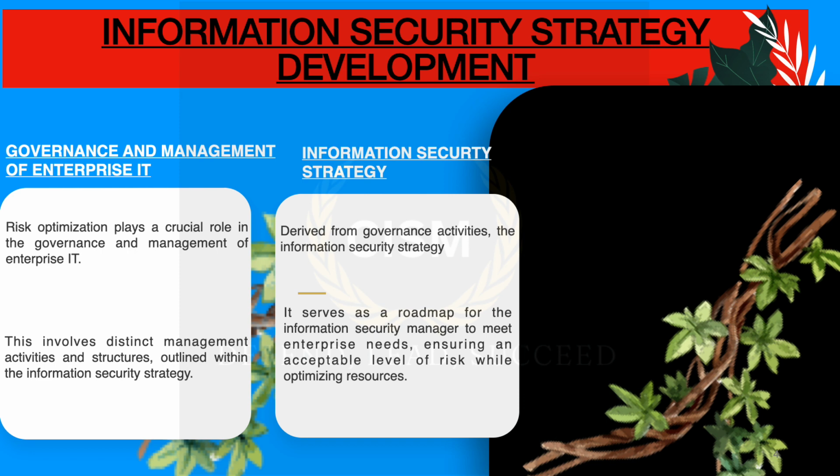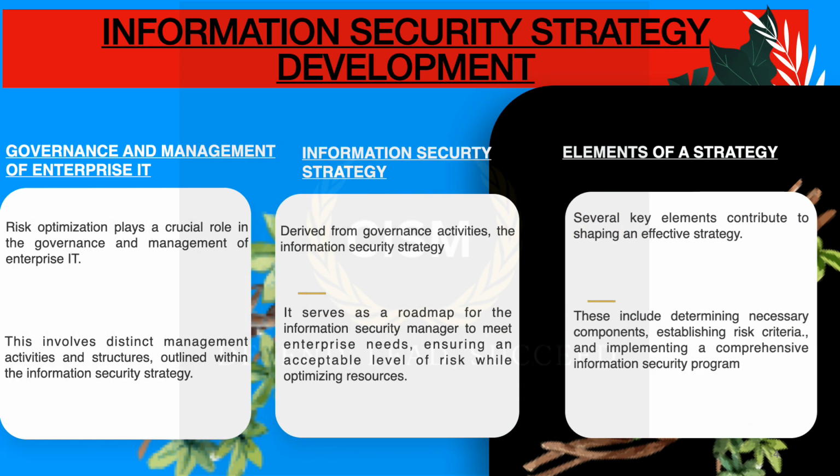Friends, the information security strategy, derived from the governance activities, acts as a guiding roadmap for the information security manager. It outlines a plan of action to meet enterprise needs, emphasizing the attainment of an acceptable risk level while optimizing the resources. Friends, this strategic framework ensures that information security aligns cohesively with organizational objectives, fostering a proactive and efficient approach to risk management.